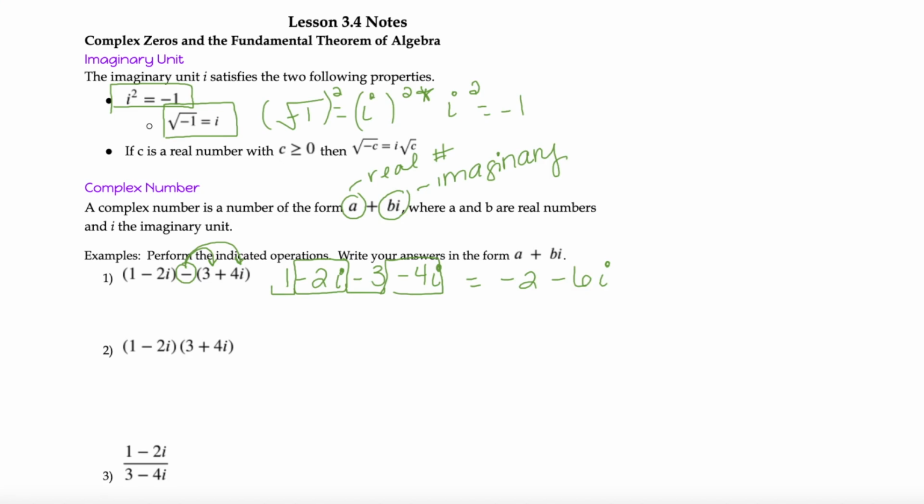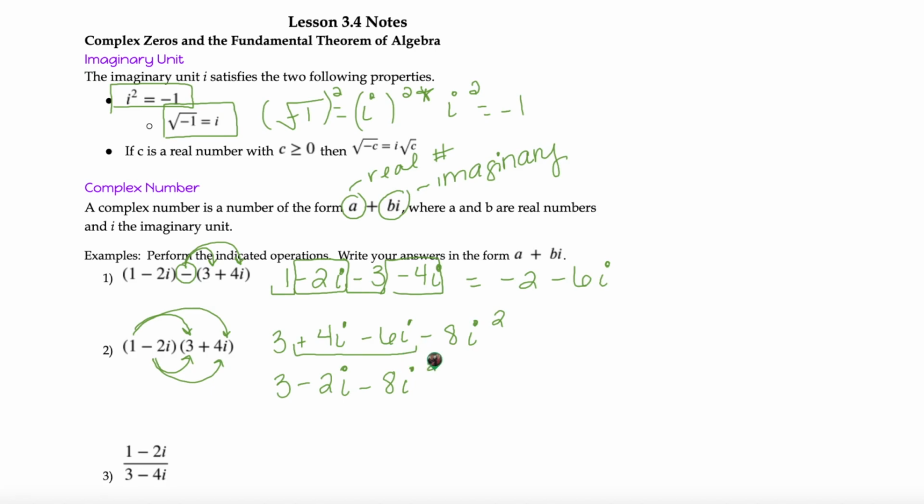However, we are also able to distribute and multiply following the FOIL method or distribution. 1 times 3 is 3. 1 times 4i is positive 4i. Negative 2i times 3 is negative 6i. And negative 2i times 4i is negative 8i squared. Combining like terms, I have 3 minus 2i minus 8i squared.